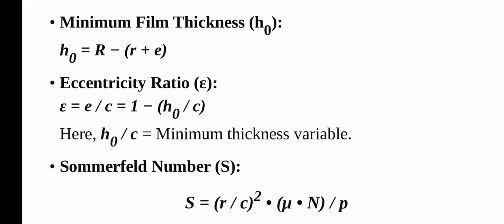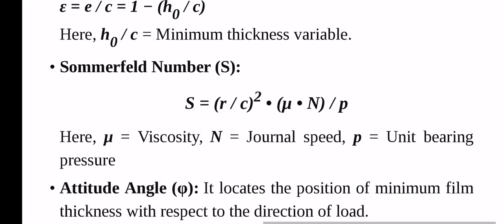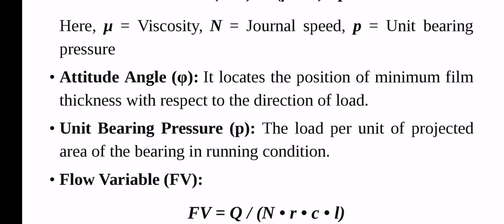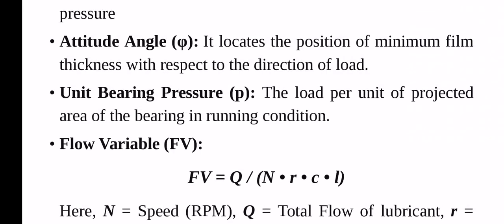Here h naught by c is the minimum thickness variable. Sommerfeld number S is equal to (r by c) whole square, that into mu into N by p. Here mu is viscosity, N is journal speed, p is unit bearing pressure. Attitude angle locates the position of minimum film thickness with respect to the direction of load. Unit bearing pressure: the load per unit of projected area of the bearing in running conditions.